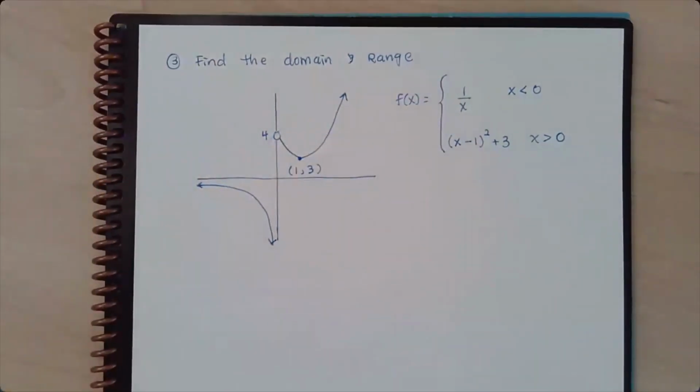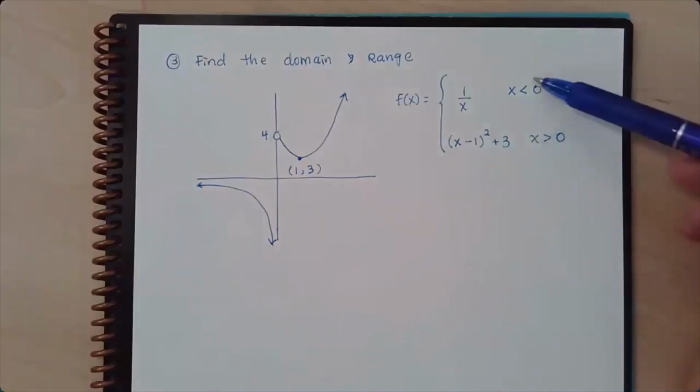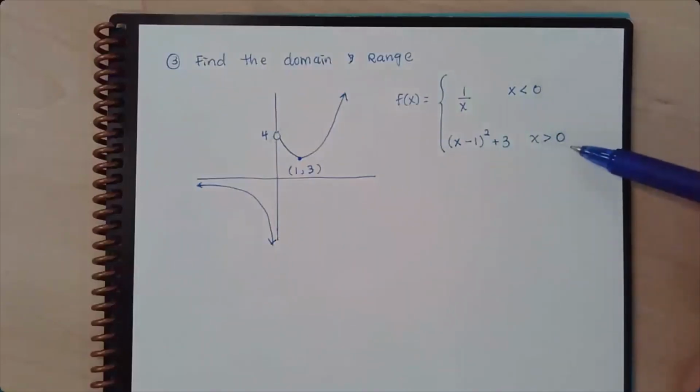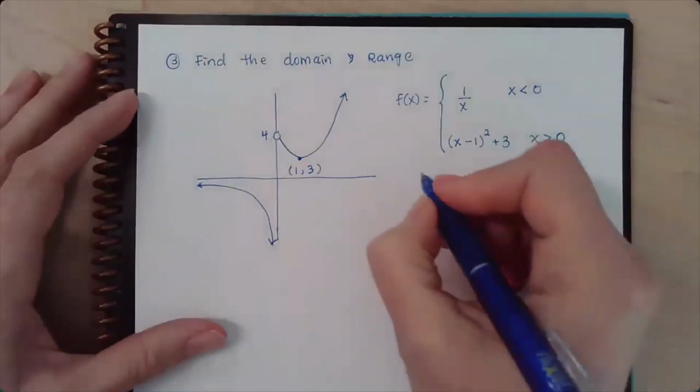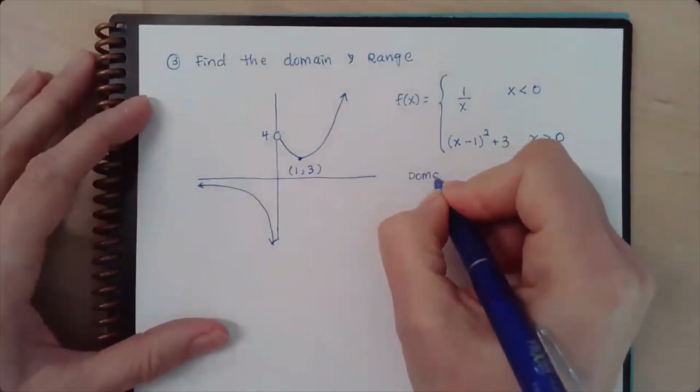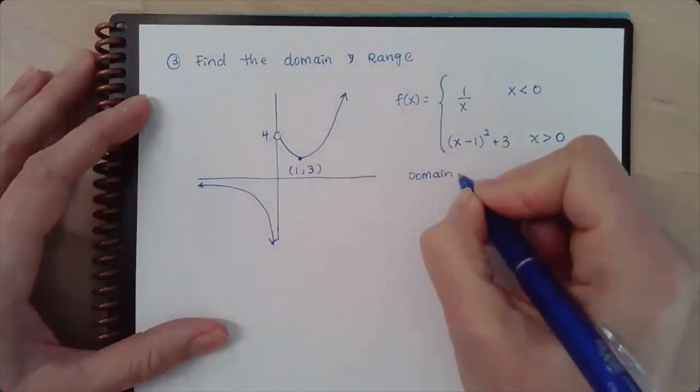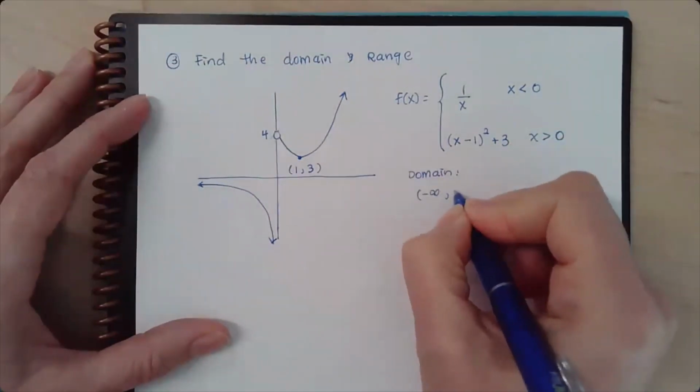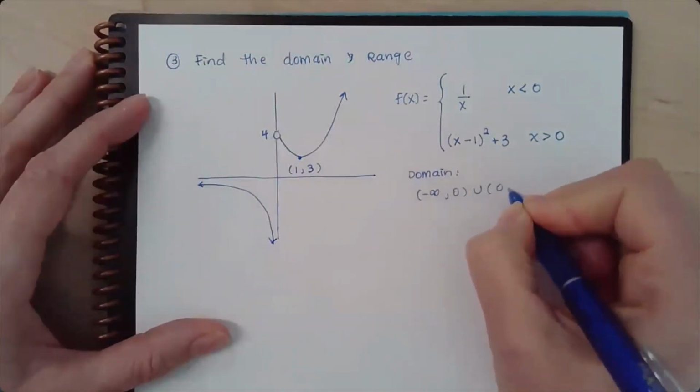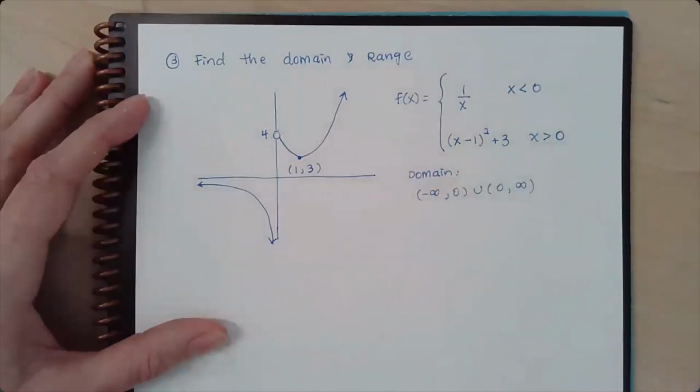So first of all, thinking about domain, 0 has to be left out of my domain because we're not taking either of these functions at 0. So my domain would have to look like negative infinity to 0, punch a little hole, go to positive infinity.